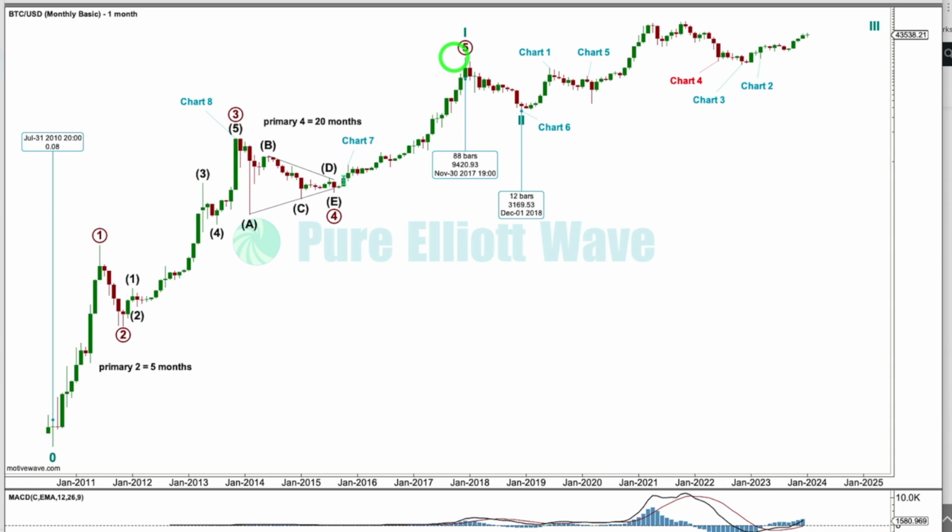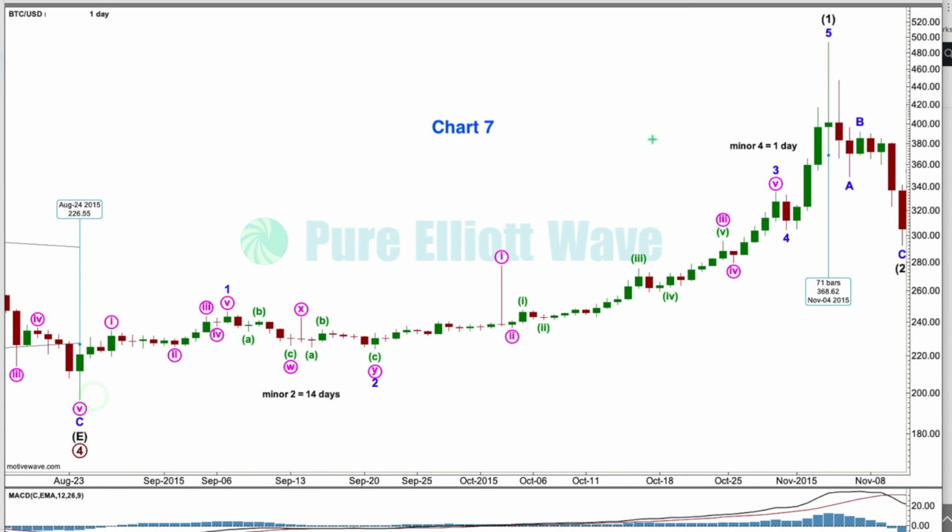Within primary wave 5, let's look at this movement here, the end of the triangle for the 4th wave, and the 5th wave in here, beginning here, ending here. The 2nd wave within this impulse lasts 14 days. The 4th wave within the impulse lasted only 1 day.